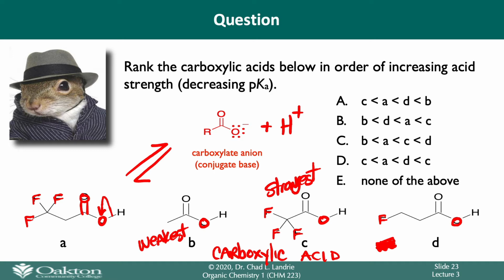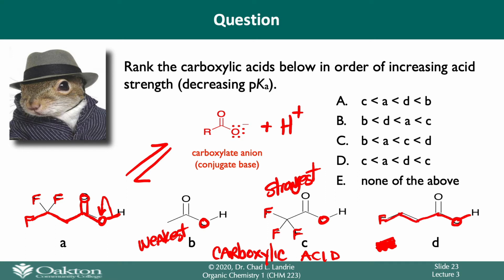What about between A and C? Right? A also has 3 fluorine atoms, but an important point here is they're further away, and distance does matter. Let's actually count how many bonds away they are. Here's 1 bond, 2, 3, 4, 5. And in D, the fluorine's also 1, 2, 3, 4, 5.